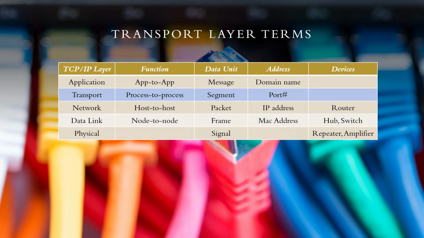For example, a web browser displaying the contents of a website is a process that communicates with the related web server. The information unit in the transport layer is called segment, and the address used to identify processes is called the port number, which is a 16-bit address.